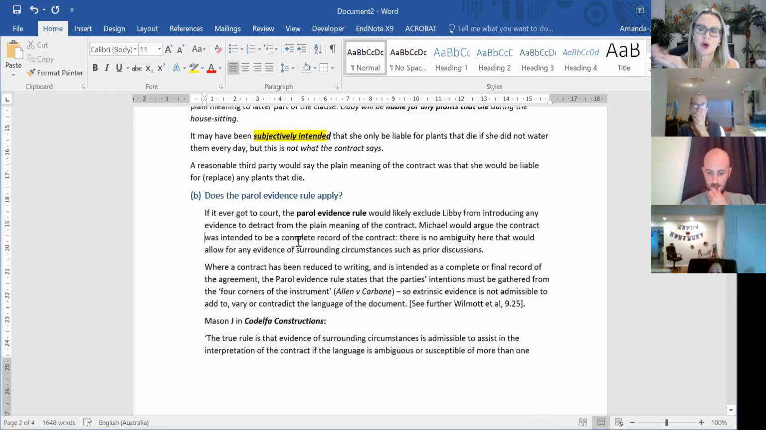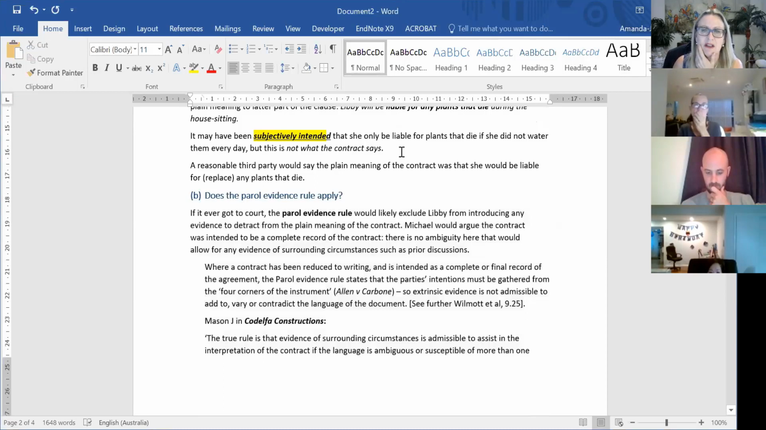Okay. If it got to court, the parole evidence rule would likely exclude Libby. Now, starting at the very beginning, remember when you're doing an IRAC, you need to make sure that you do things tediously, step by step. Okay, so if you were doing this part in an IRAC, you would start at the very beginning. The parole evidence rule would be the first thing that would stand in her way.